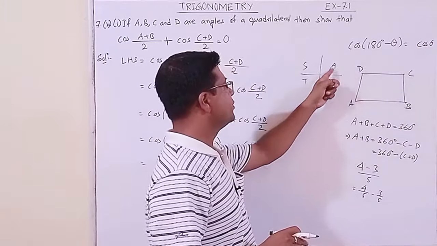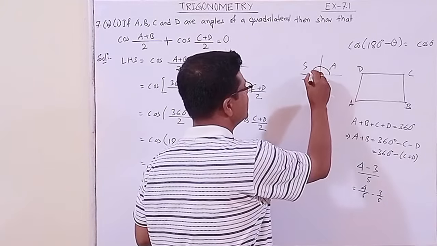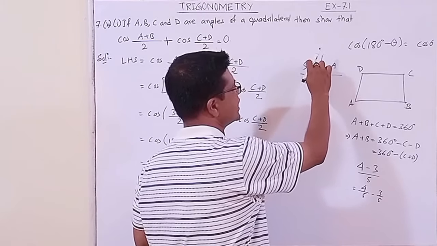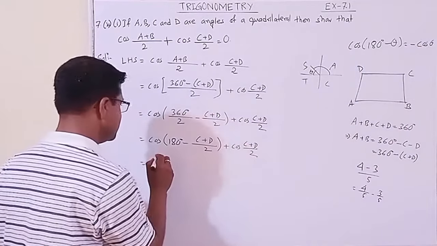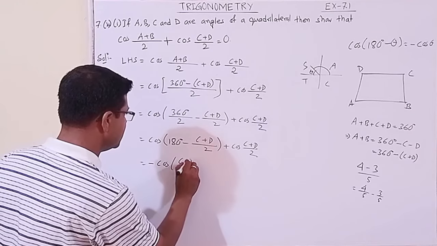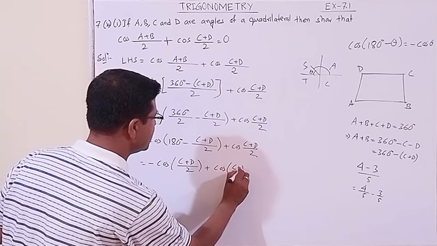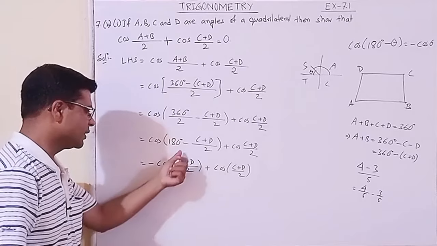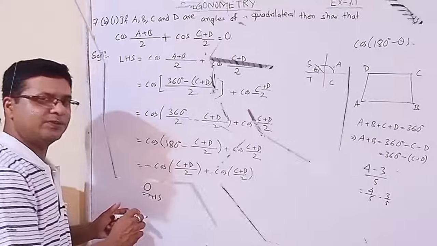Okay, here it is like this, ASTC. So cos of 180 minus theta is obviously minus cos theta, because it is in which quadrant? 180 minus theta. This is 180, and this angle is theta. So this is in the second quadrant. In the second quadrant, cos is negative, so minus cos theta. So this is minus cos of whatever the angle is. What is the angle? (C plus D) by 2, plus cos of (C plus D) by 2. You see, they are equal and opposite, so they will cancel each other. 0, the right hand side. Understood, my beloved student?